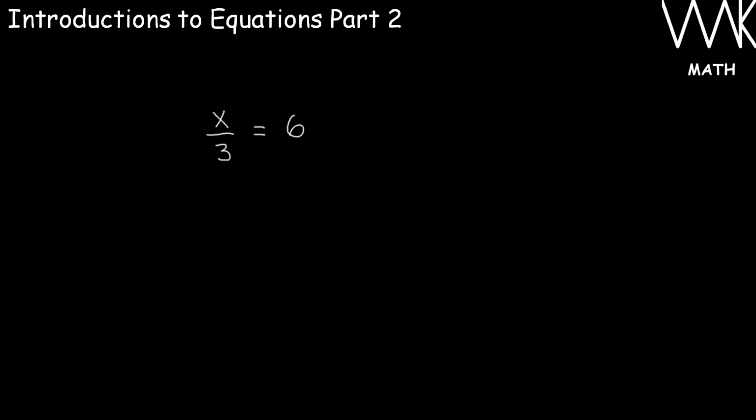We have to multiply the left side by 3 so we can get the whole x. But if we multiply the left side by 3, we must multiply the right side by 3 as well to ensure that we have a balanced equation. On the left side, if we have x divided by 3 times 3, it results in x. On the right side, we have 6 times 3. 6 times 3 is equal to 18, which gives us the final answer of x equals 18.